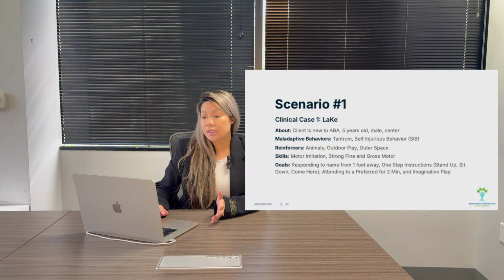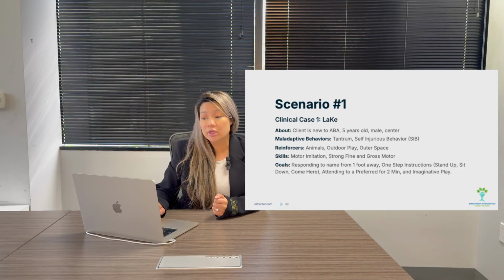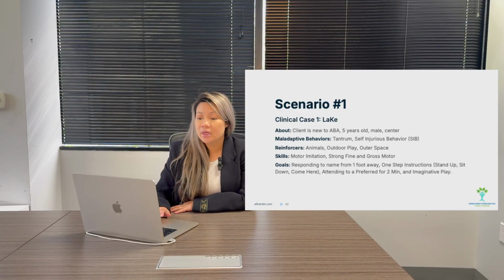So the first part is, let's say client's name is Lake. He's a 5-year-old male. He's new to ABA, and he's center based. The behaviors we'll be working on are tantrums and self-injurious behavior. The reinforcers are animals, outdoor play, and outer space. So these are what are reinforcing for Lake.